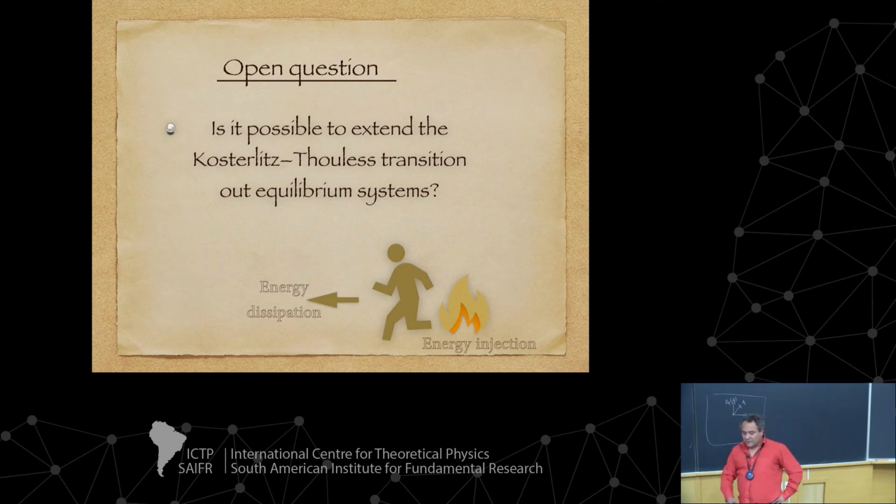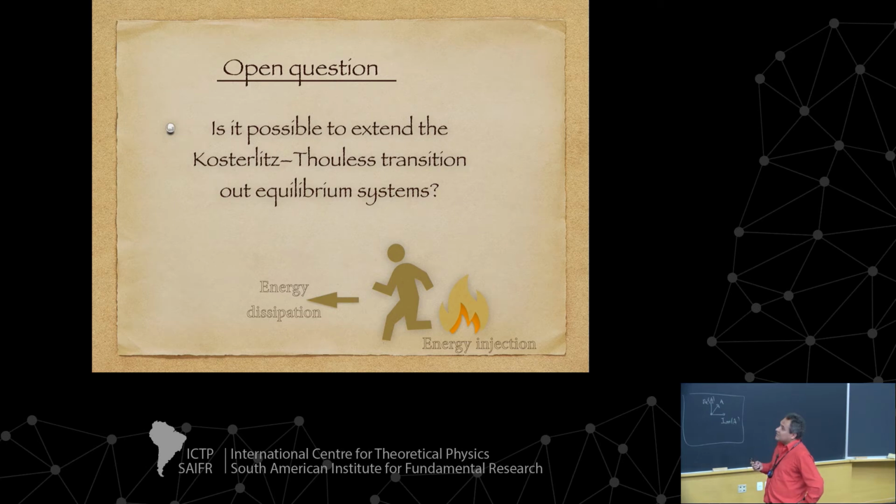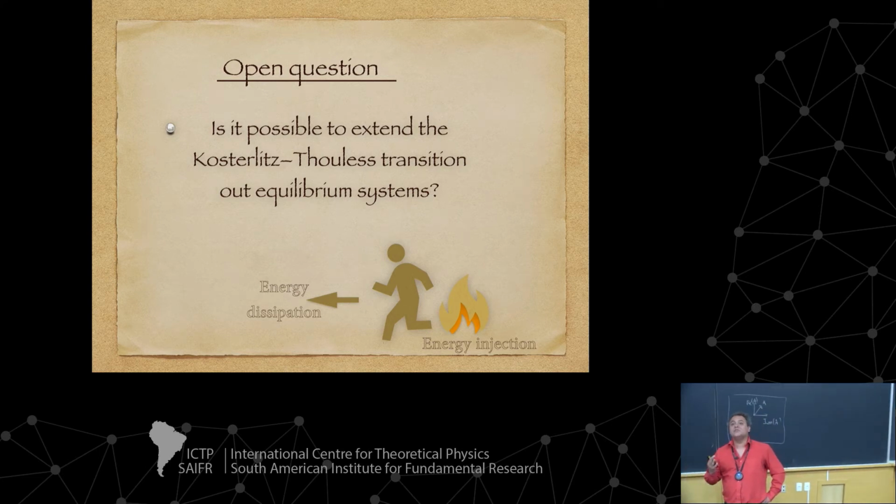Okay, now the question that I want to address is the following. Is it possible to have the same type of transition, but in an out-of-equilibrium system? Now, the system I will try to study is out of equilibrium. So it's a system where we have dissipation of energy, and we inject energy. So with the balance between the injection and dissipation, the question is whether it is possible to observe a transition from non-vortex to vortex. This is the idea.